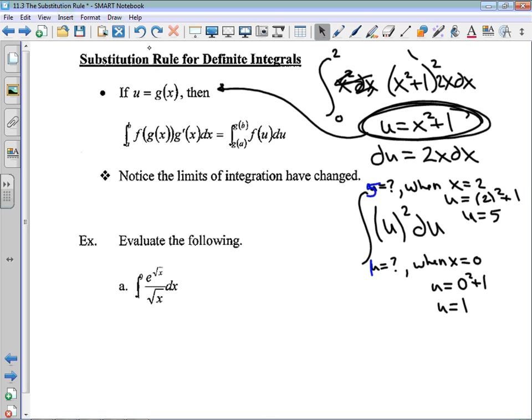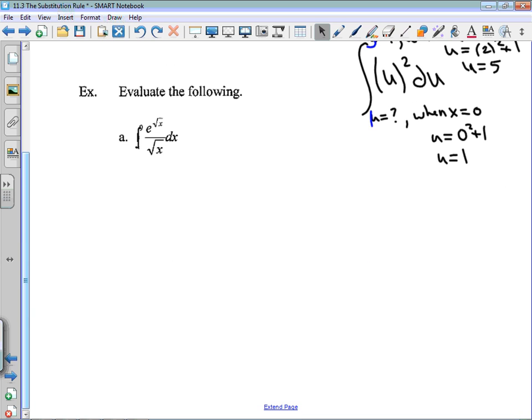So we're going to move right away to this example. And again, the photocopying is a little bit bad here. The upper limit is 9, the lower limit is 1. We have e to the power of root x over root x, and then a dx there. Now, if you have Euler's number, whatever is in the exponent tends to be the substitution.